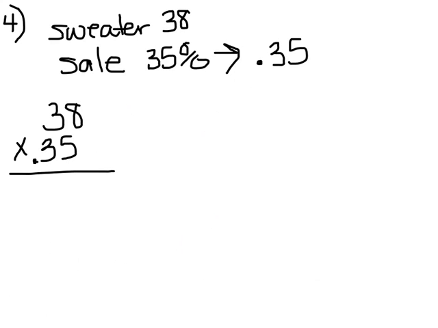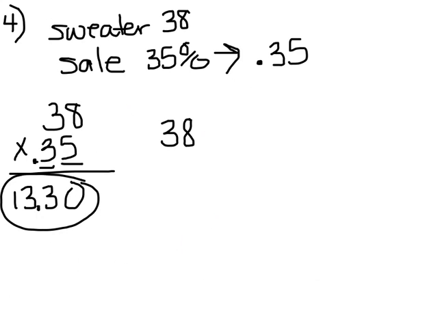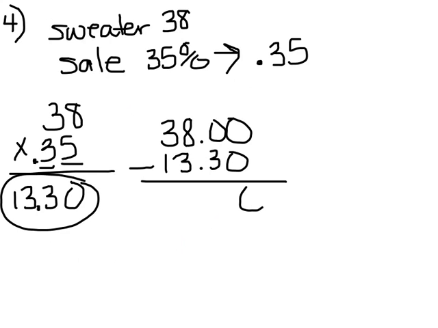So we're multiplying 0.35 times 38, which gives us 1330. And we have 2 decimal spots in our problem, so our answer as well will have 2 decimal spots. This means that we're saving $13.30. So the original price of our sweater was $38, and we're saving $13.30. So our new price will be $24.70.